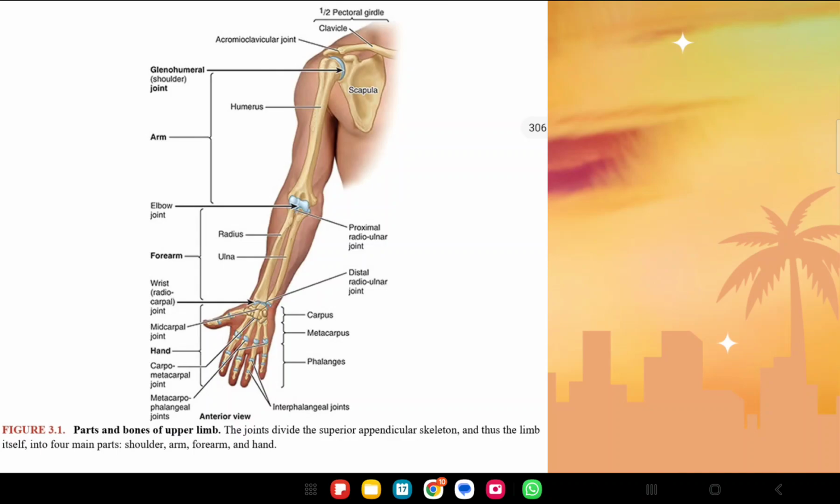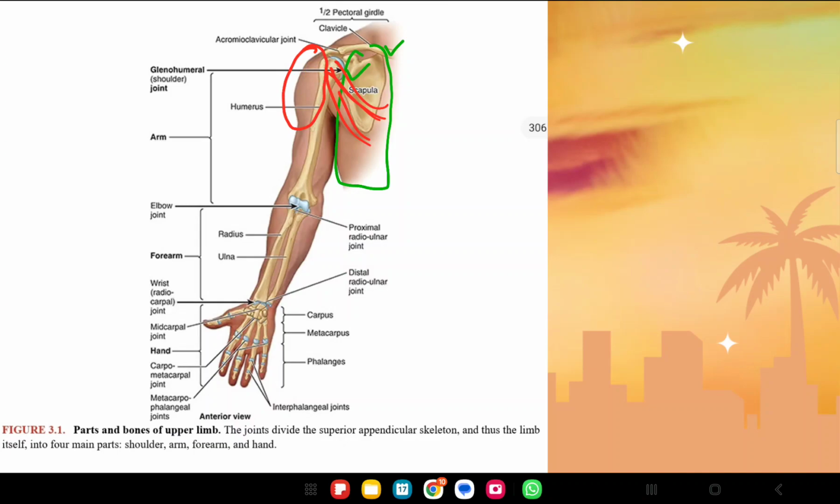So let's revise what we have studied today. First of all, we studied the pectoral girdle, which is the clavicle and scapula. Then we studied the pectoral region. It had two muscles: the pectoralis major muscle and the pectoralis minor muscle, right? Then we studied the deltoid region. The significance is that we give intramuscular injections in the deltoid region. It has the deltoid muscle, right?